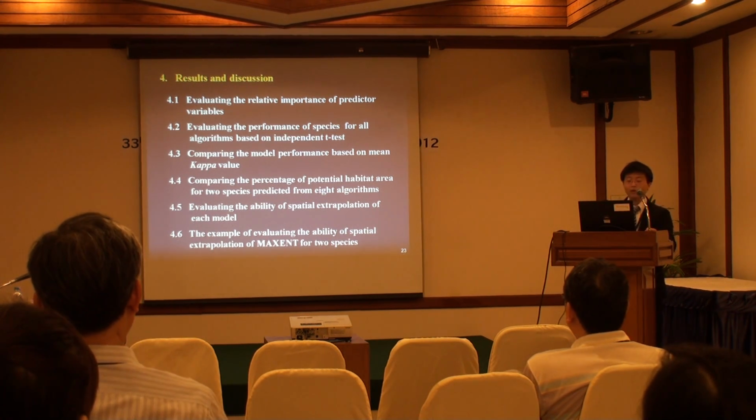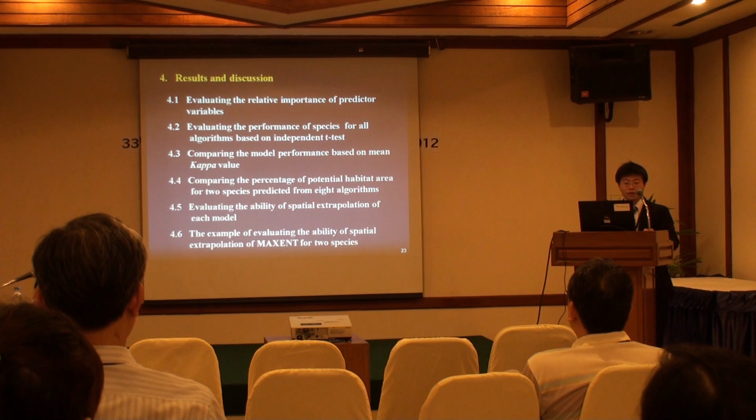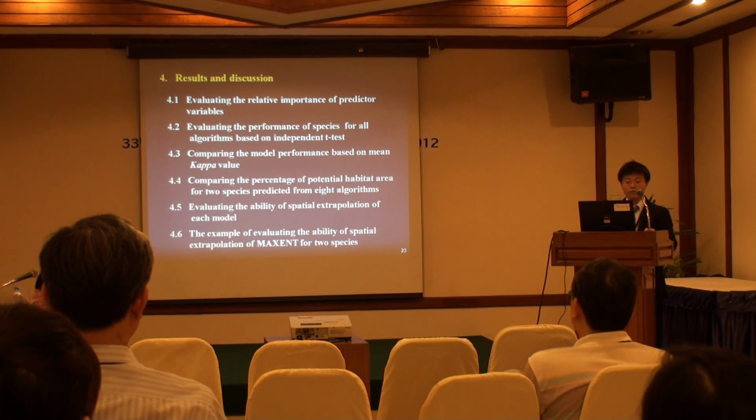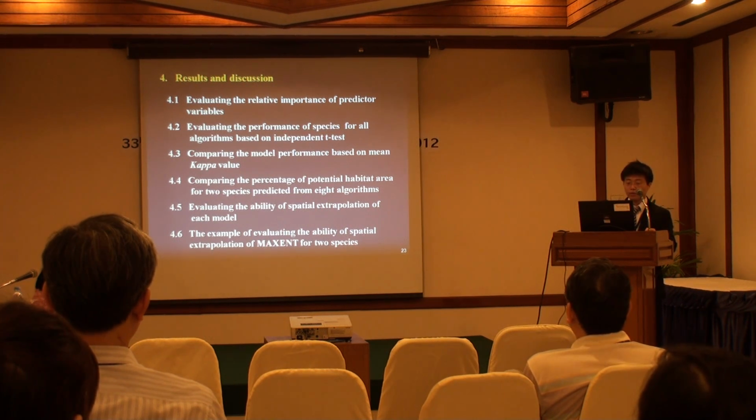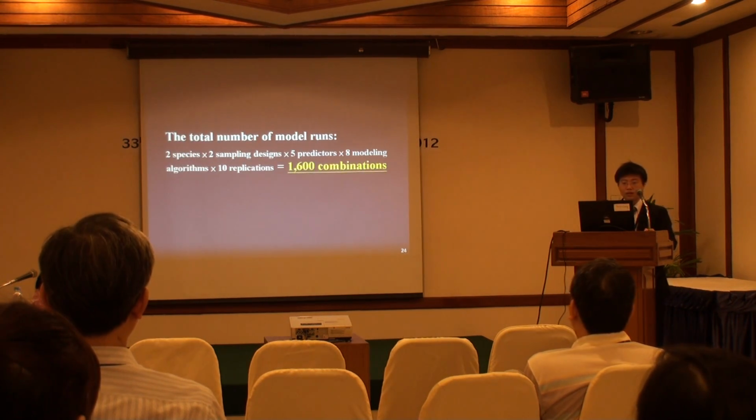And the third one, compare the model performance based on the mean kappa value. And further, compare the percentage of potential area and evaluate the ability of spatial extrapolation of each model. Finally, we use MaxN as an example to show you how difficult spatial extrapolation is. So at the beginning, let's talk about the SD1 case.